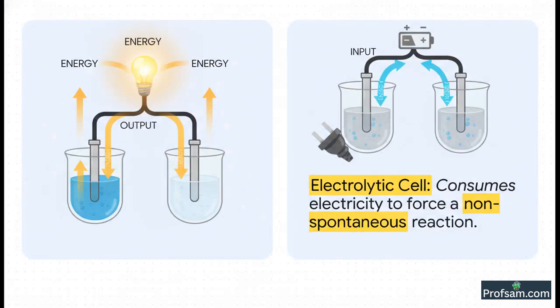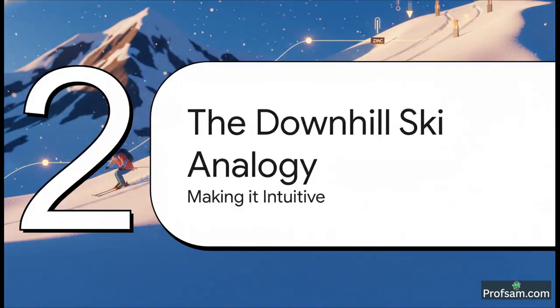And it is very crucial not to confuse this with an electrolytic cell. Remember it like this. Galvanic cells give you power from a reaction that happens on its own, while electrolytic cells take power to force a reaction to happen. So you see, that idea of spontaneity is really the key.